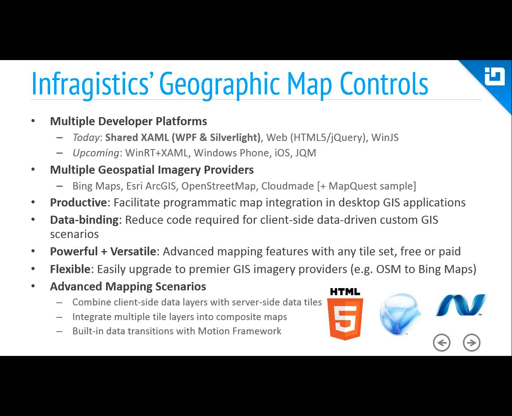You can combine things like client-side data layers in RMAP with server-side tiles like the ones provided by Esri. And you can also combine multiple imagery layers with cutouts to do composite maps, and everything is animated, and I have some cool demos I'm going to show you for this.